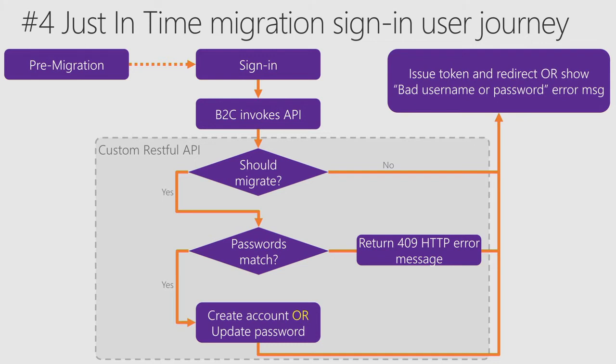First, as you can see, the process is almost the same. Oh, it's my mistake, we don't run the pre-migration. I just copied the slide. We don't run the pre-migration in just-in-time. The user signs in, which invokes B2C. B2C checks if the user should migrate. If it should migrate and the password matches, create the user account or update the user, depends. If the password does not match, return a 409 error message telling the user about bad username and password credentials.